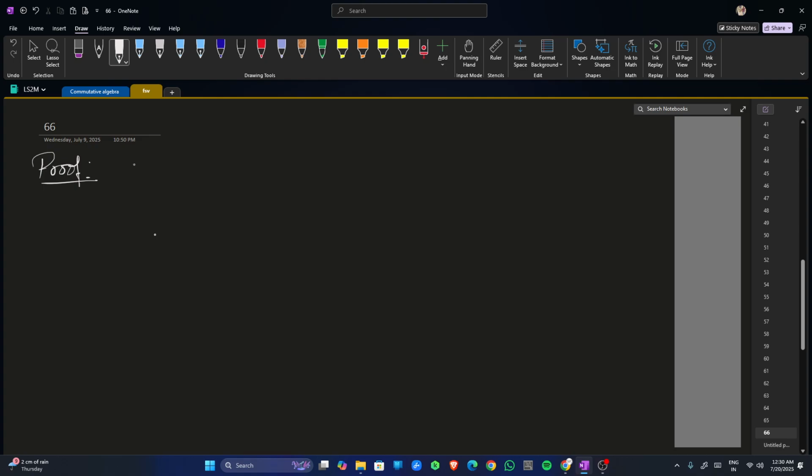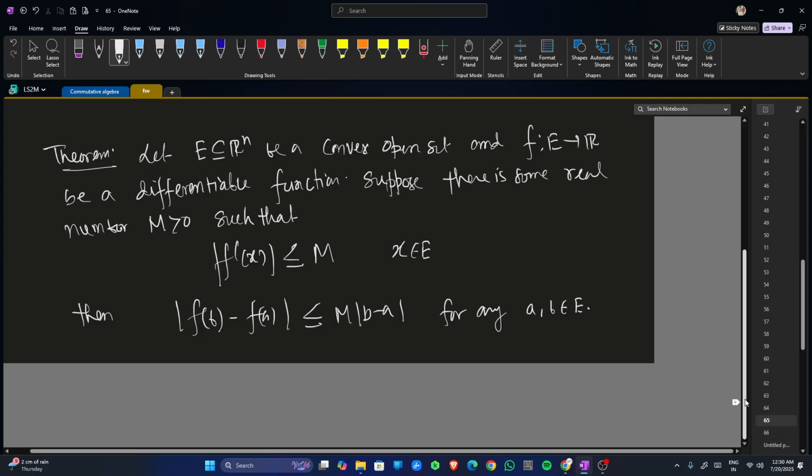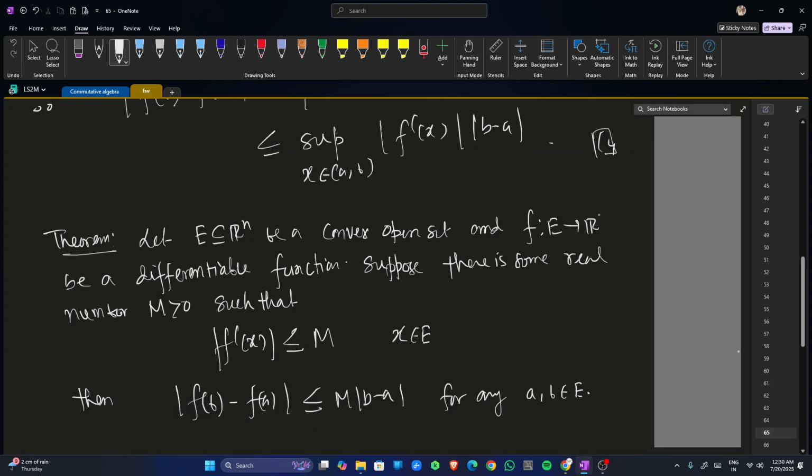Proof. Since E is convex, oh no, we wrote the statement wrong. Suppose E is a convex set, f is differentiable, real number M, and so on. Okay, now it is fine.